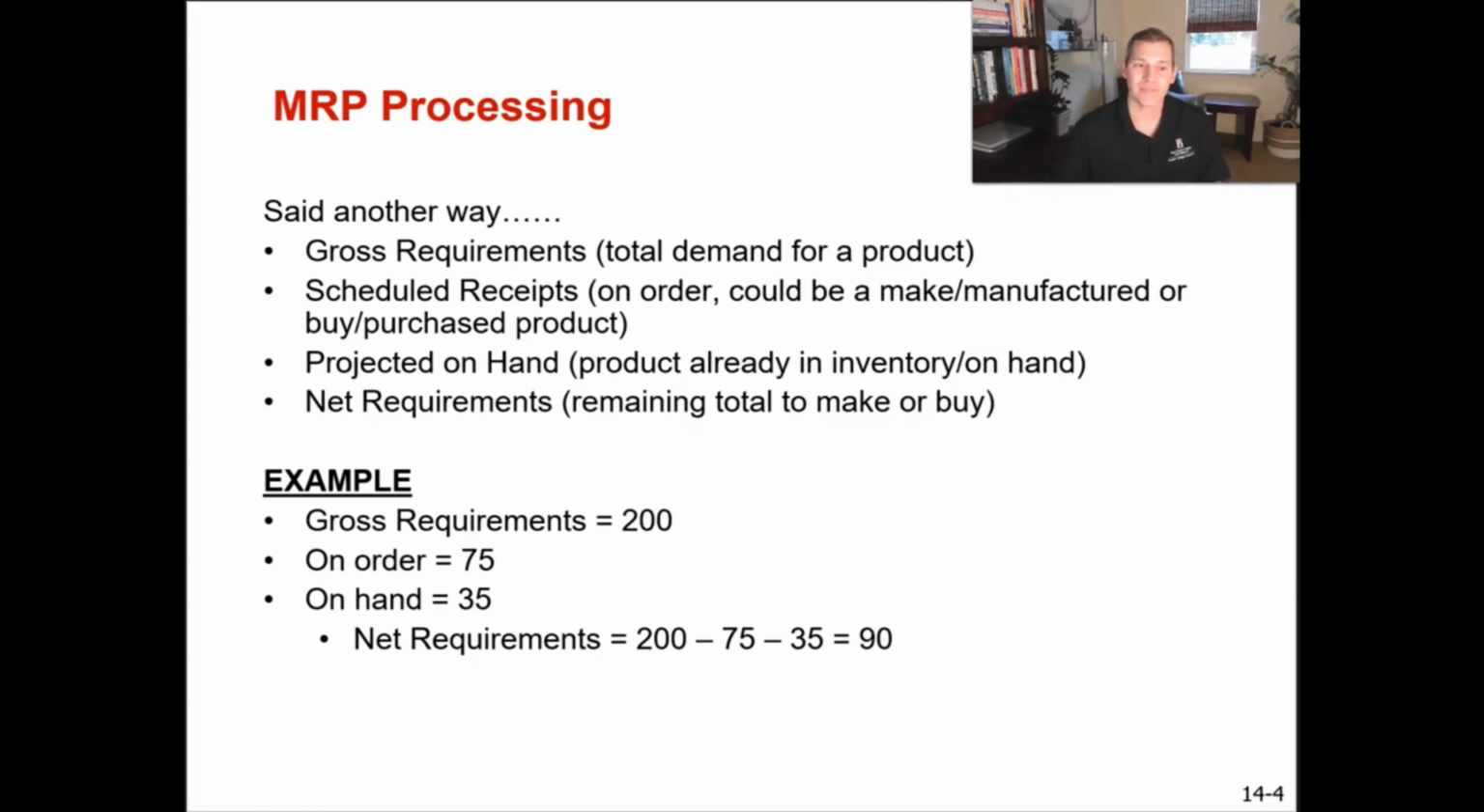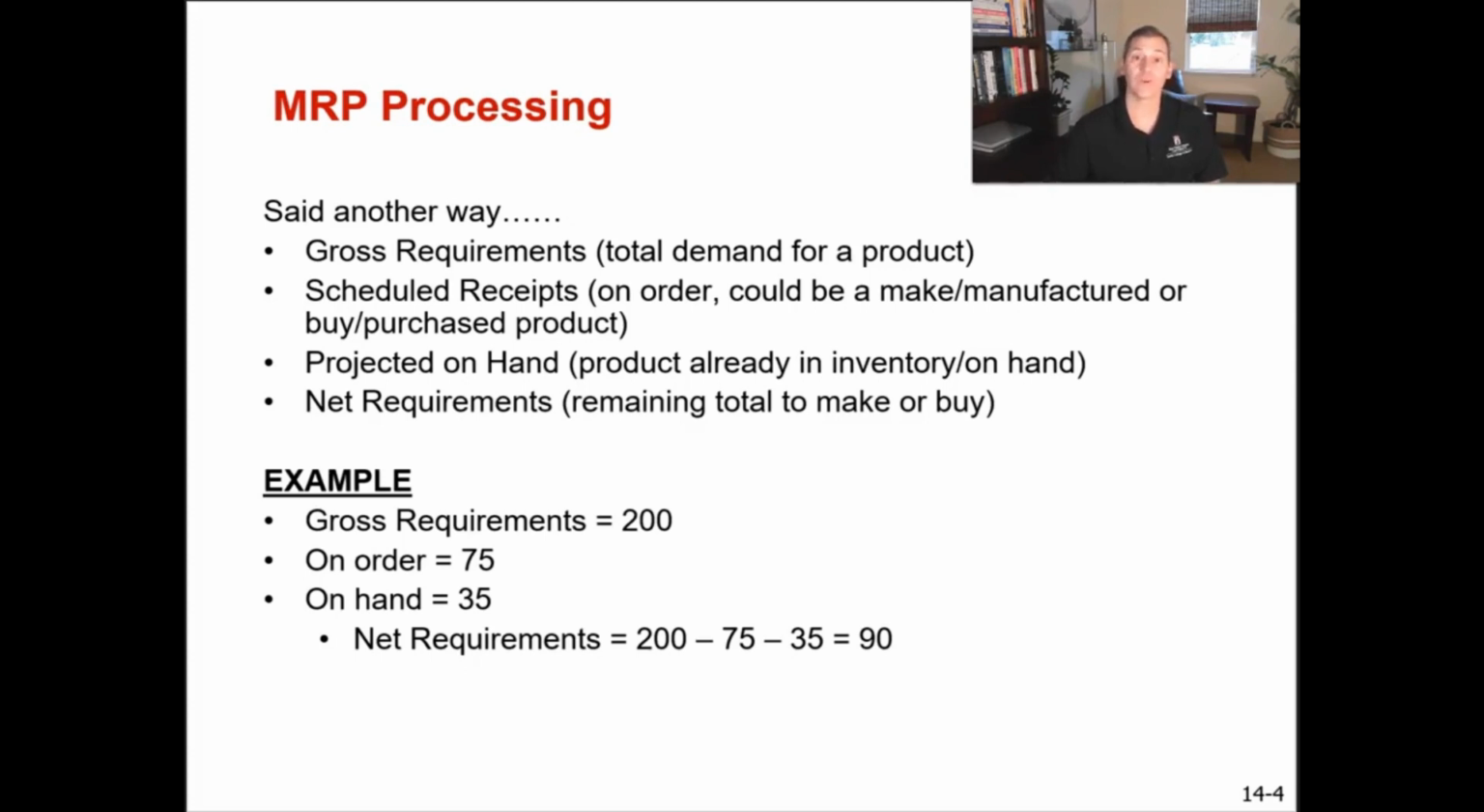Scheduled receipts is your on order, and that could be a make or a buy product. It could be a manufactured or a purchased product. So scheduled receipts is what you have on order. Projected on hand is product that's already in inventory and it's already sitting on hand. And then your net requirement is the remaining total to make or to buy.